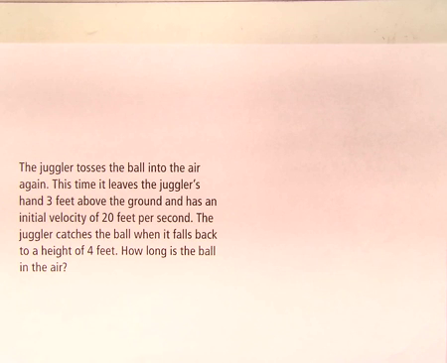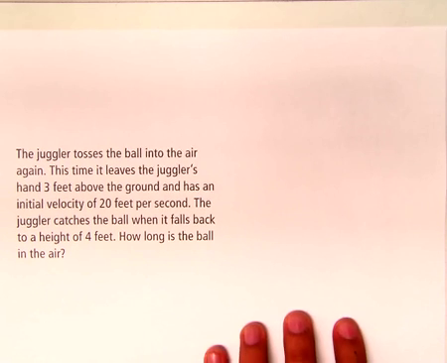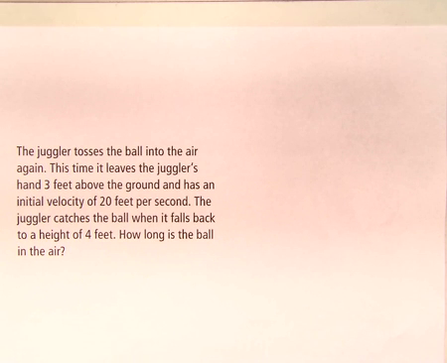So here we have a word problem or a real life problem. The problem states: the juggler tosses the ball into the air again. This time it leaves the juggler's hand 3 feet above the ground and has an initial velocity of 20 feet per second. The juggler catches the ball when it falls back to a height of 4 feet. How long is the ball in the air? Given this problem, what are we looking for? We're looking for how long the ball is in the air.